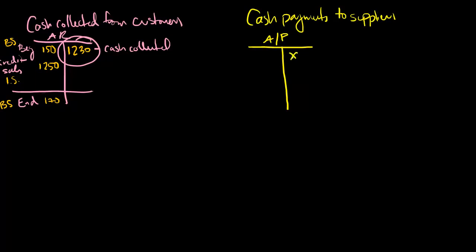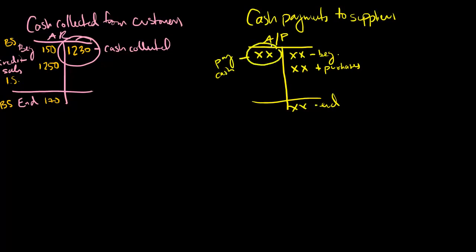So our accounts payable begins with a credit balance, it's a liability, and we have our ending balance. Now accounts payable increases when we make purchases on account, and it decreases when we pay cash. So this is the value that we're looking for, cash payments to suppliers. But we don't know what the amount for purchases is at this point.